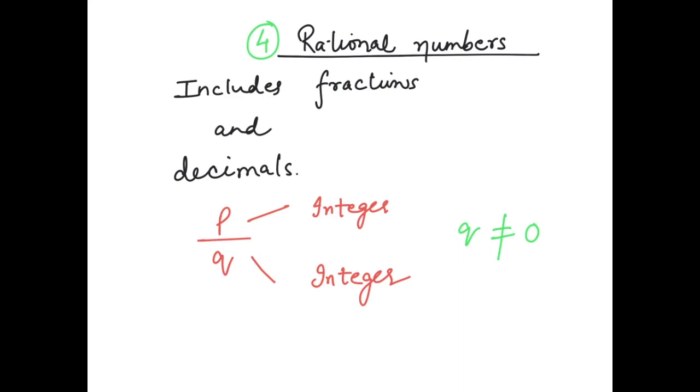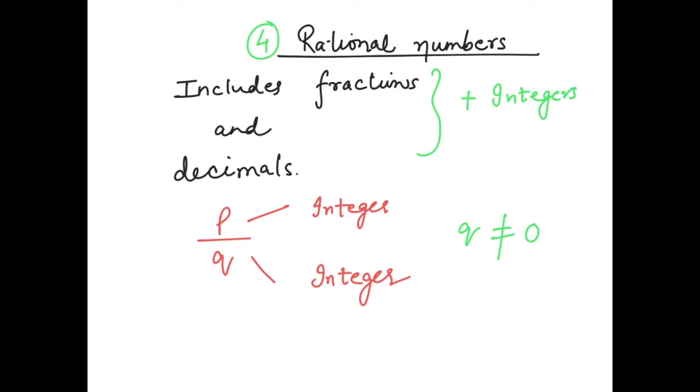Now let's talk about rational numbers. Rational numbers mean fractions and decimals, including all the integers. That means rational numbers include fractions, decimals, and integers. So this is the biggest set. So in rational numbers, we have all positive numbers, all negative numbers, zero, as well as fractions and decimals.